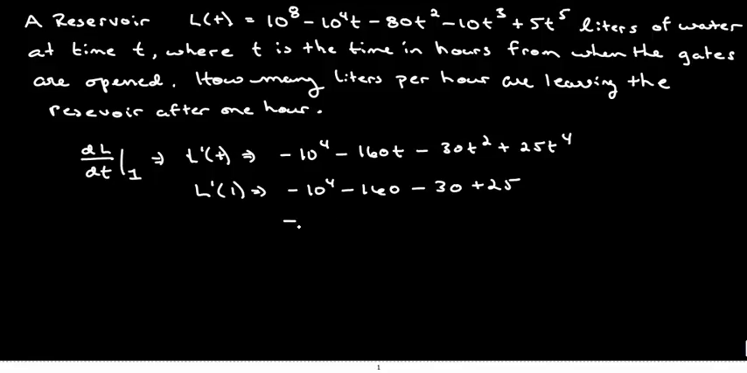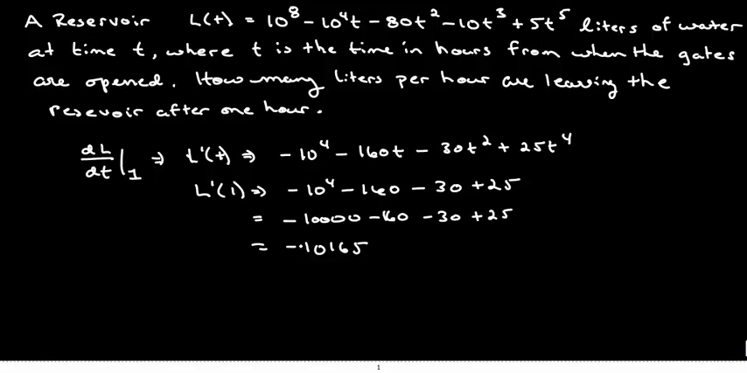So this right here is negative, let's see here, I've got to have 4 zeros. Give me 1 second to think about this. Yeah, I need to have one more zero, so I've got negative 10,000 minus 160 minus 30 plus 25. So this is equal to negative 10,165, because the negative 30 and the 25 give me just a negative 5.